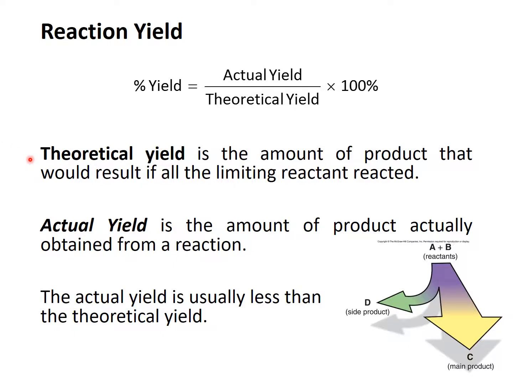The theoretical yield is the amount of product that would be produced if all of the limiting reactant reacted as expected. The actual yield is the amount of product that is actually obtained from a reaction. It's important to remember that the actual yield is always less than the theoretical yield. The theoretical yield and the actual yield allow us to calculate the percent yield, which is simply defined as the actual yield divided by the theoretical yield times 100%.